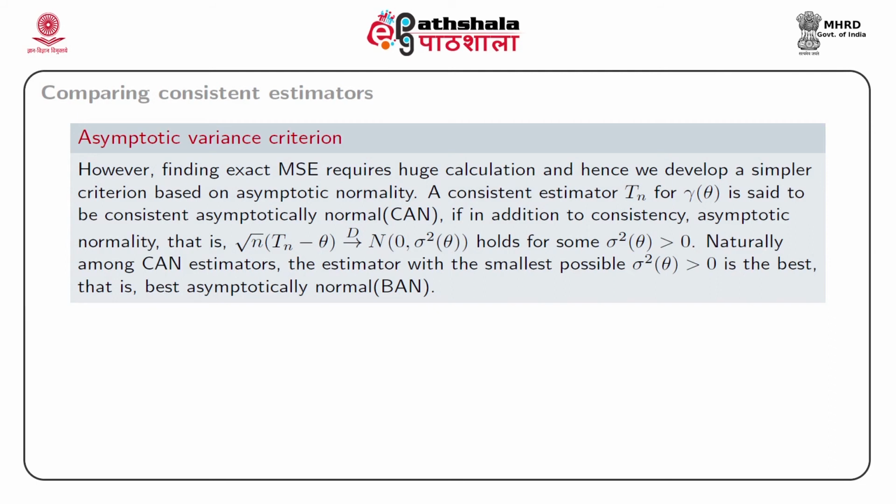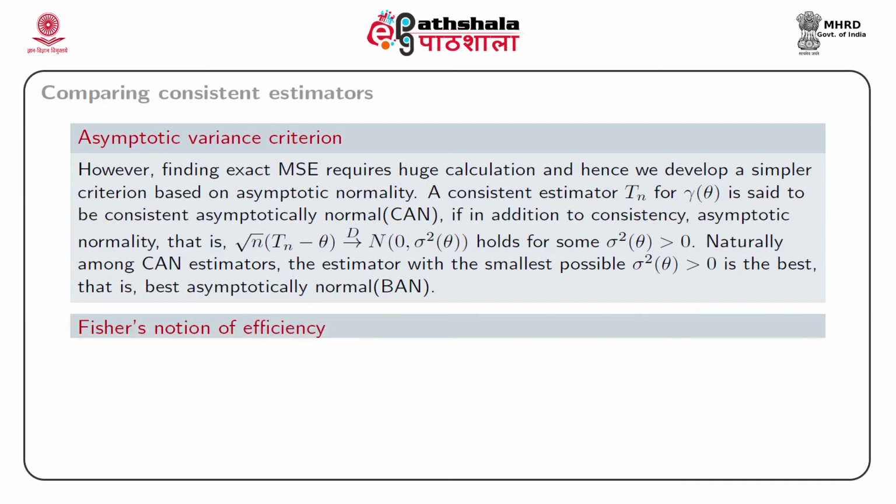Naturally, among CAN estimators, that is, consistent and asymptotically normal estimators, the estimator with the smallest possible sigma square theta is the best, that is, it is best asymptotically normal. So next we consider Fisher's notion of efficiency.